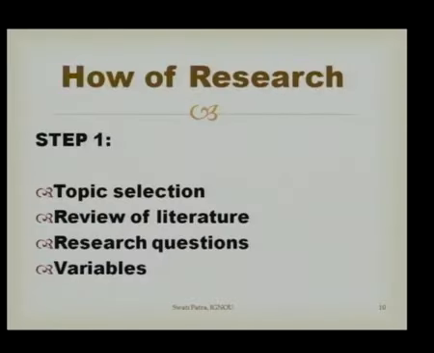Now once you decide and finalize your topic, then comes the review of literature. In the review of literature you collect literature with regard to the particular topic that you have selected by referring to different books, journals and even doing electronic search, looking at different databases, handbooks and all the other materials. So you collect what are the different studies that have already been done with regard to this particular area.